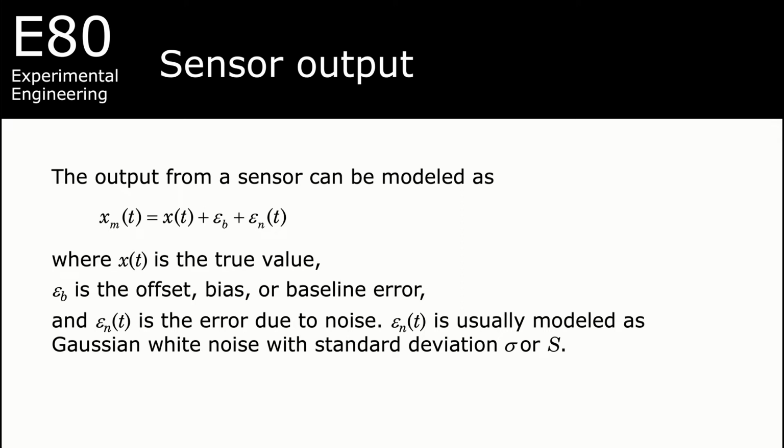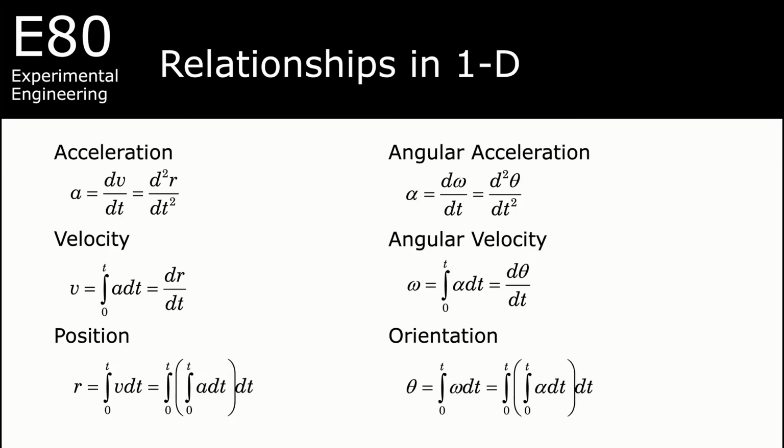The relationship in 1D between acceleration, velocity, and position, or angular acceleration, angular velocity, and orientation are shown below. The acceleration is the first derivative of the velocity or the second derivative of the position. The velocity is the integral of the acceleration or the first derivative of the position. The position is the integral of the velocity or the double integral of the acceleration.